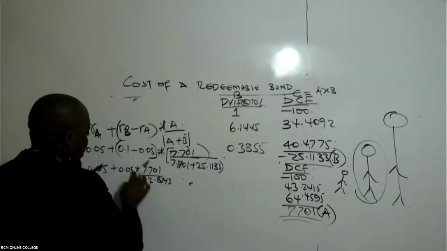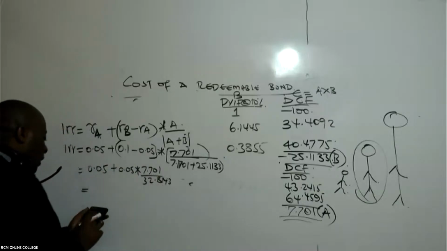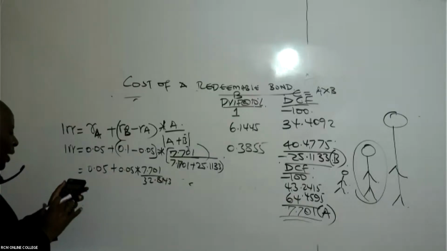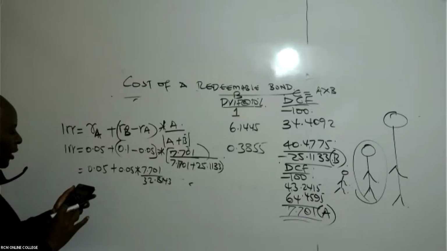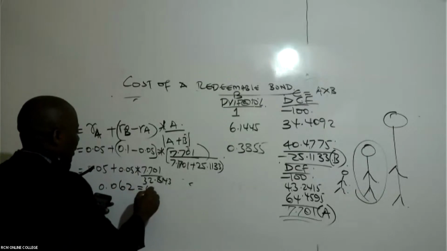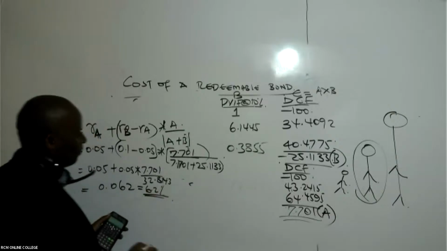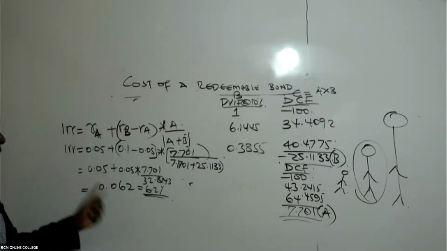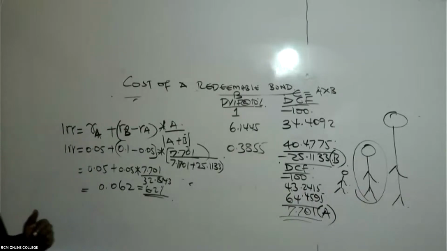Equals 32.8143. If you wish, you can multiply this first, but if you have a good calculator, without saying equals anywhere, you will say 0.05 plus 0.05 times 7.701 divided by 32.8143. And then you say equals at the end of the day. You'll be able to get 0.062, which is the same as 6.2%. Somebody may have gotten 5.9, another person 6, but now this 6.2% is very, very good.